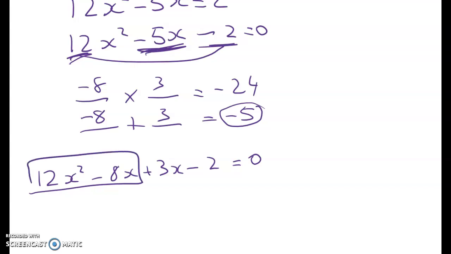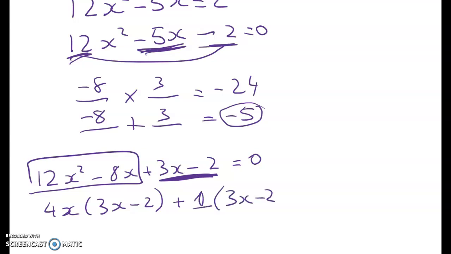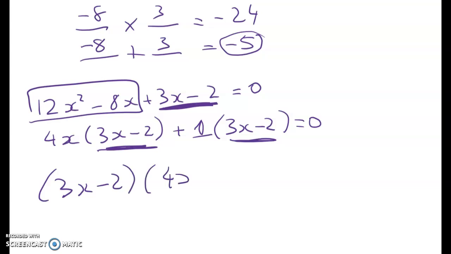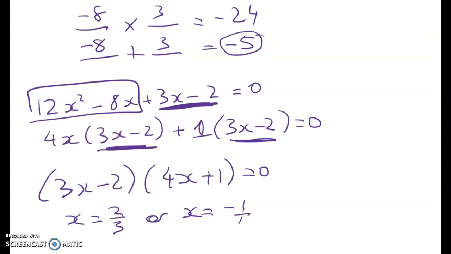Factorising in steps gives me this. 4x into 3x minus 2 plus, no common factor in here, so it's going to be 1 into 3x minus 2 equals 0. So my common factor here is 3x minus 2 into 4x plus 1 equals 0. X is equal to 2/3, or x is equal to negative 1/4.